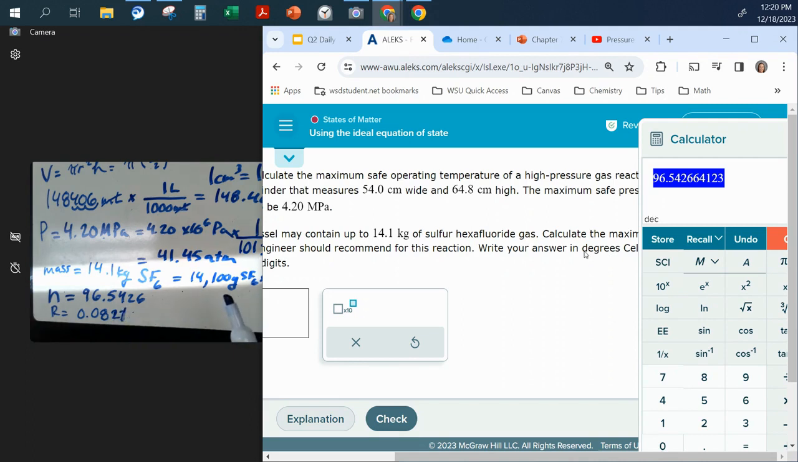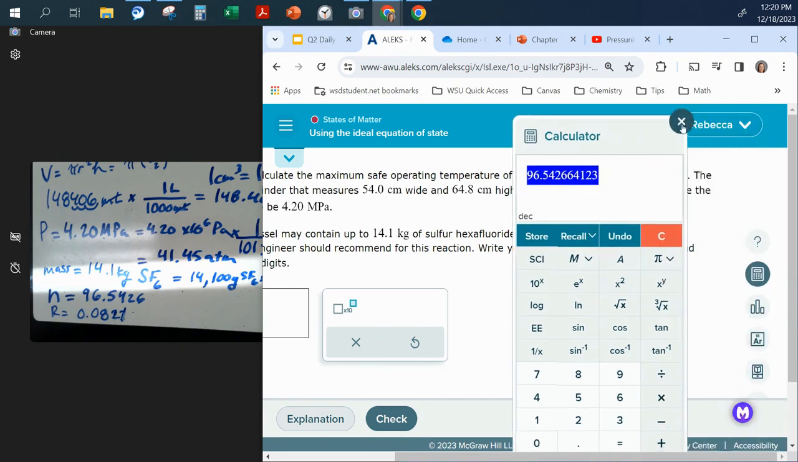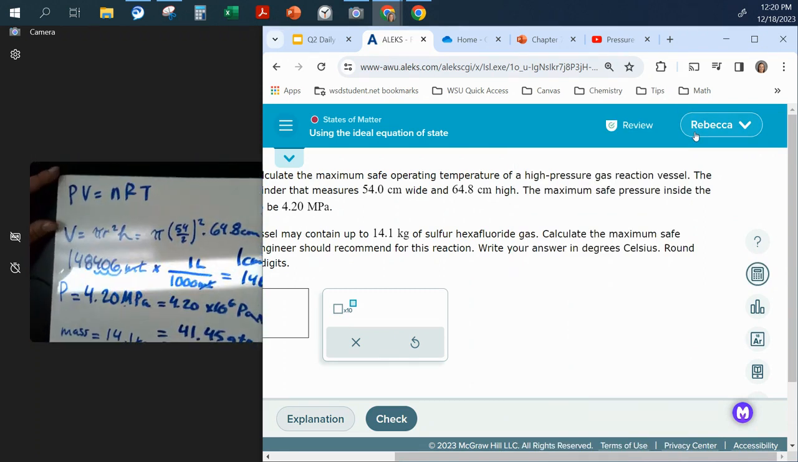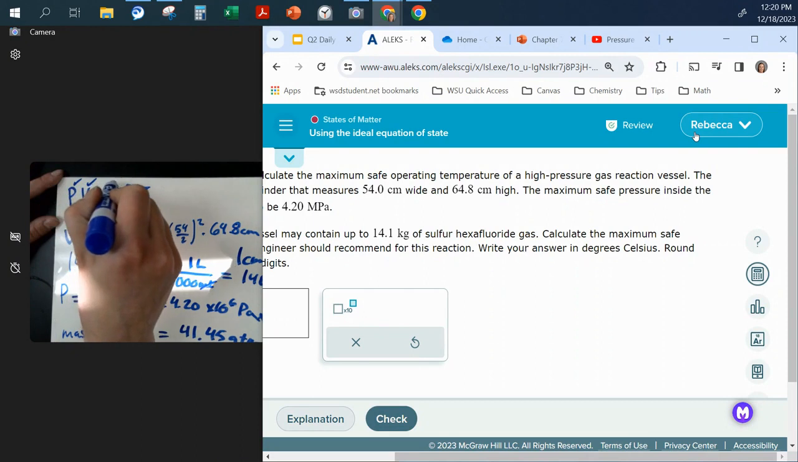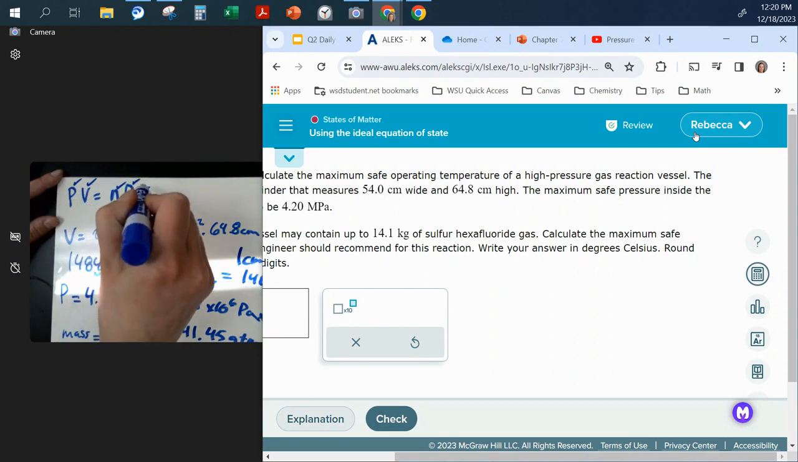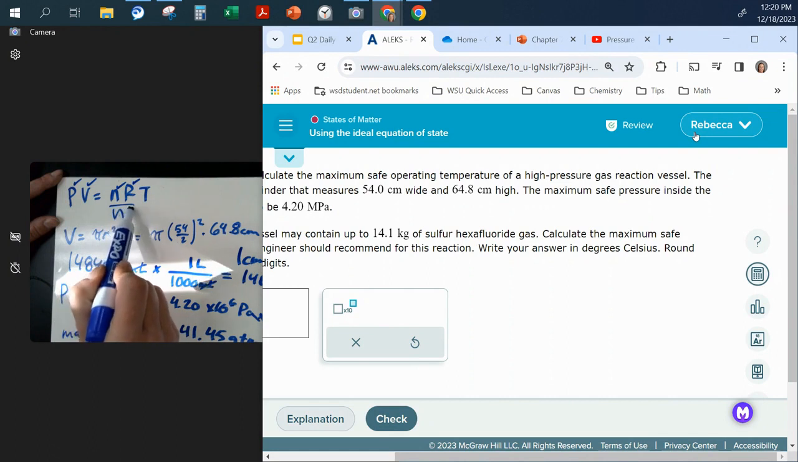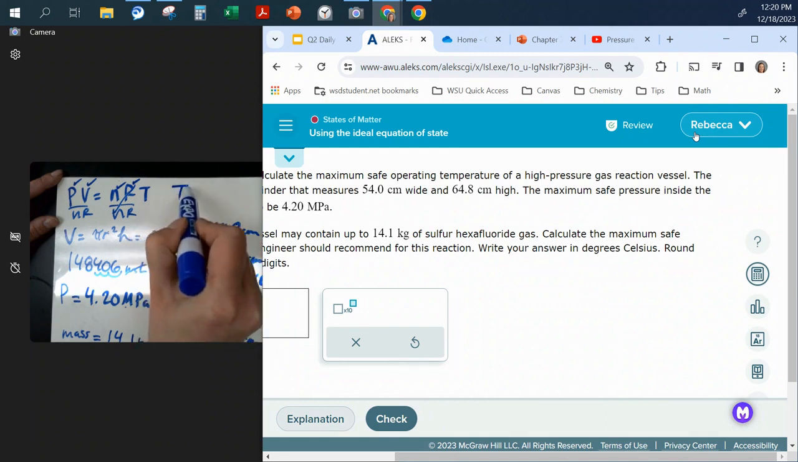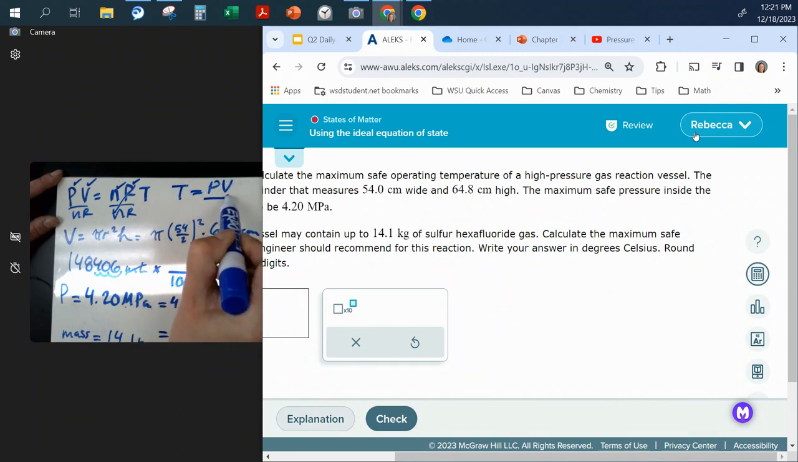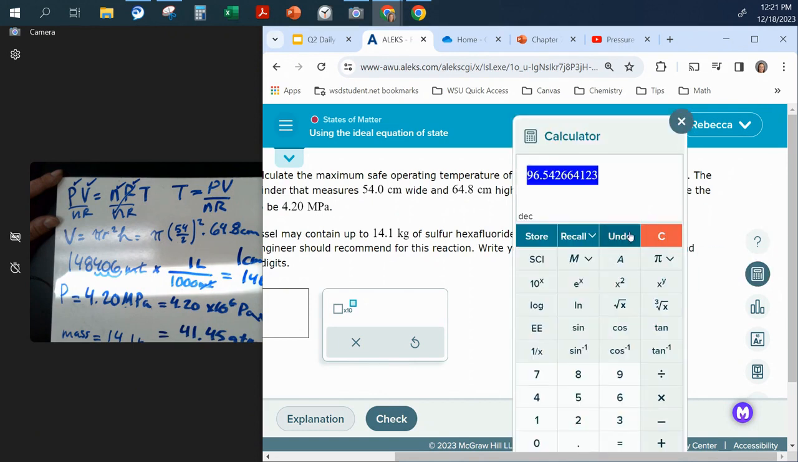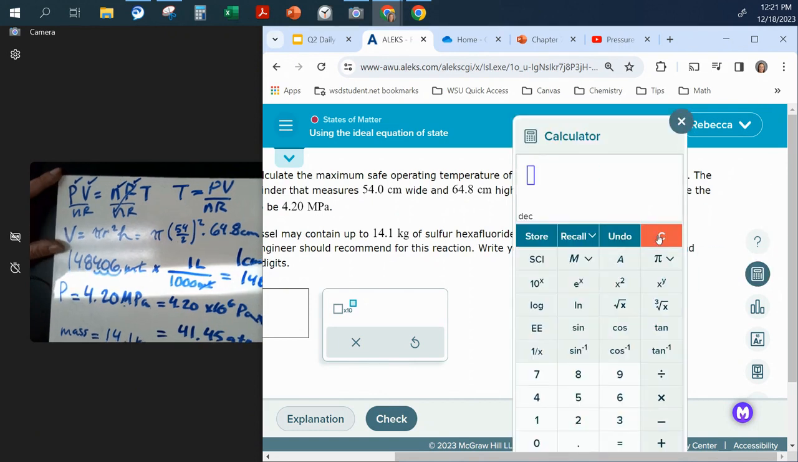Okay, so what is it asking for? Calculate the maximum operating temperature. We're looking for temperature. So if we go back to our equation, we just found pressure, volume, moles. We have the gas constant. We're looking for temperature. So if we divide both of these sides by nR, then we'll get T. So T is equal to that pressure that we found times the volume divided by the number of moles times the gas constant. Okay, so let's try to type that in. So pressure, what was our pressure? I have my pressure is 41 point.